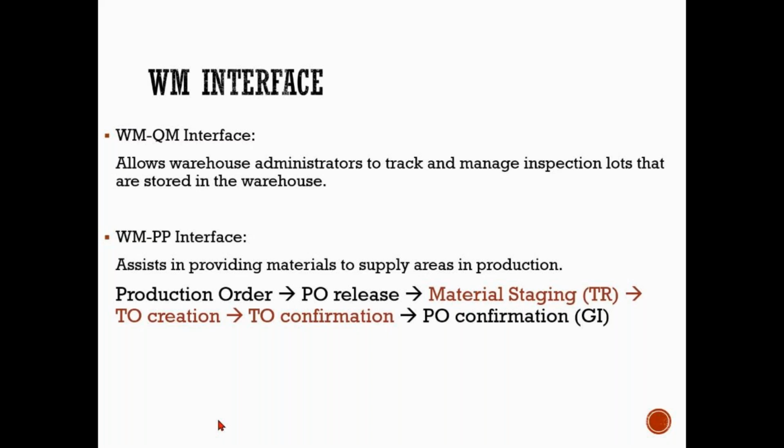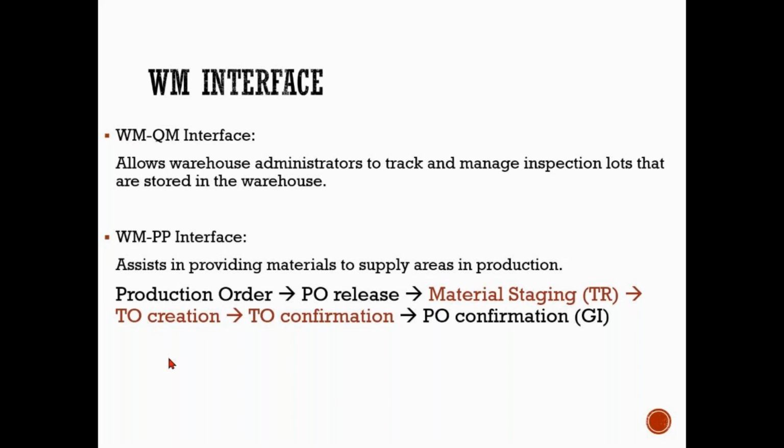For the WM-PP interface, we'll have a production order. The production order will be released, then they need to do material staging. The standard transaction is, I think, MF60, using which they can trigger a transfer requirement. What is a transfer requirement? Like I told you, transfer orders tell you what needs to be picked from where and moved to where. In a transfer requirement, it will not tell you where it needs to be moved to or picked from. It will tell you the material and quantity, what exactly is required. So it will trigger a transfer requirement, and against that transfer requirement, it will create a transfer order.